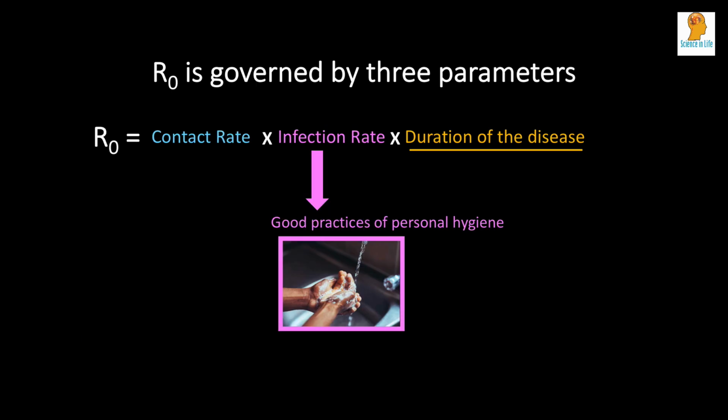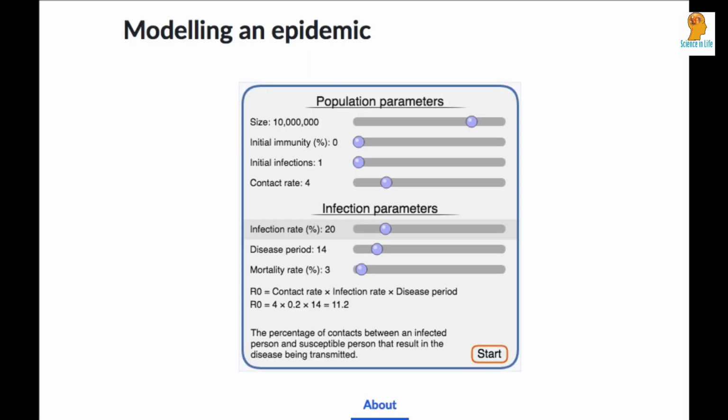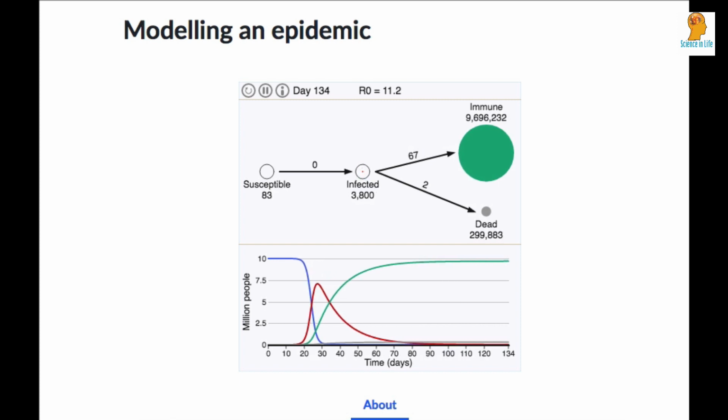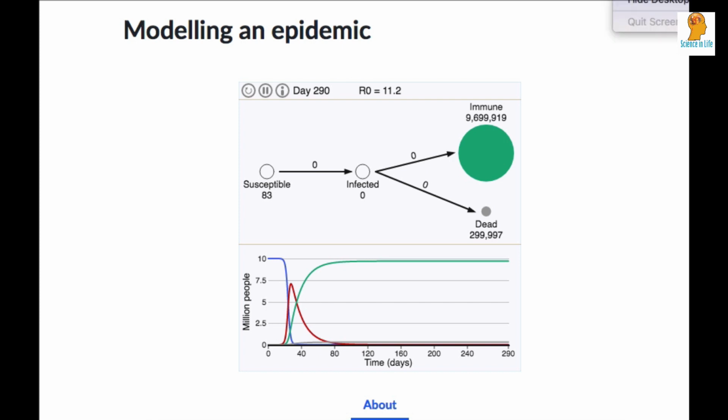Now, let's look at how the infection rate changes the outcome of the simulation of the epidemic. We will double the infection rate from 0.1% to 0.2%, keeping the contact rate at 4. This changed R0 to 11.2. The simulation shows that more people, almost all of the population, got infected. However, the number of deaths did not change that much, only increased by 1,000.